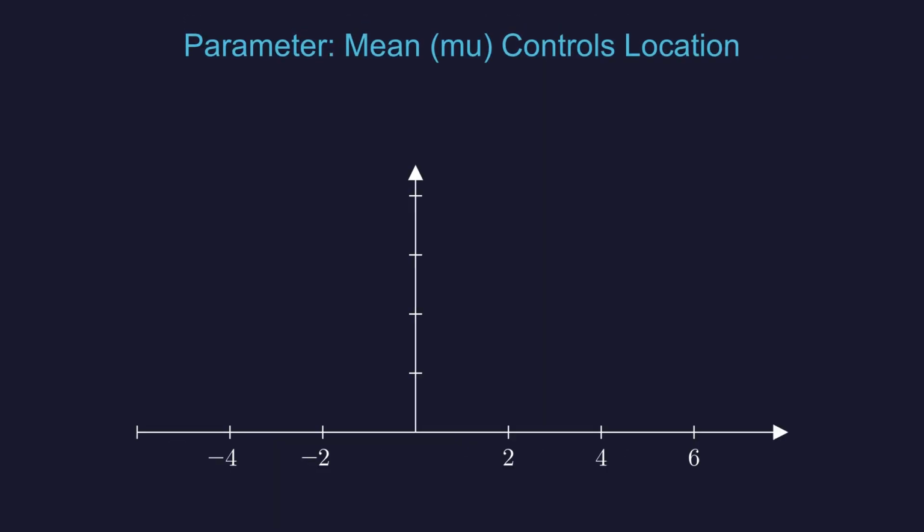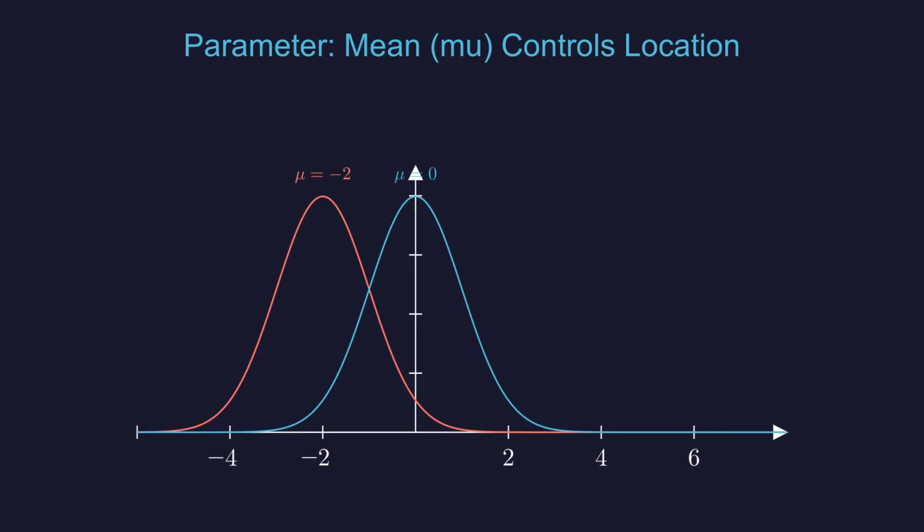The first parameter is the mean, mu, which controls the location. Here is a normal curve centered at mu equals -2. Here is one at mu equals 0. And here is one at mu equals 3. All three have the same shape and spread, only their position differs.